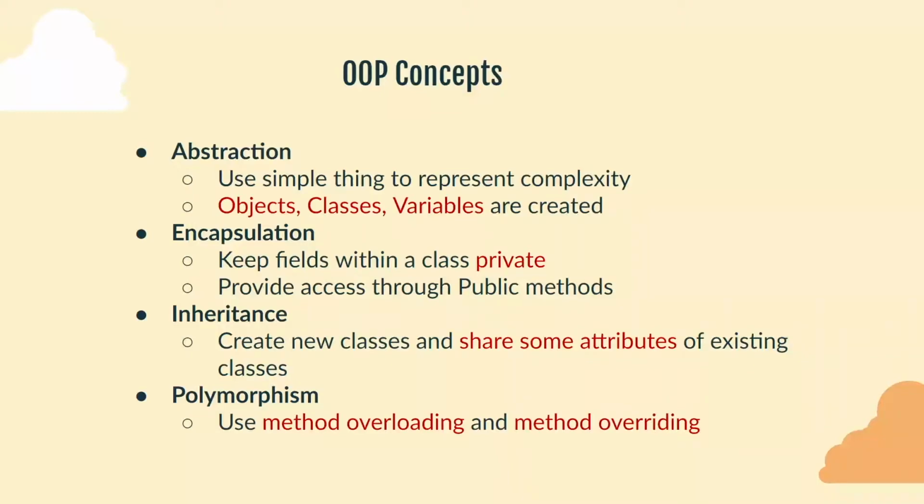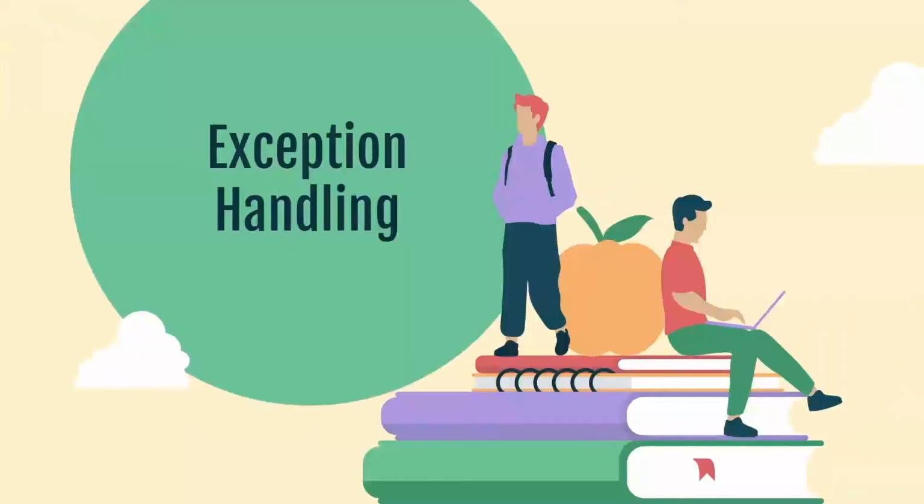Next, inheritance, where we have created new classes that share some of the attributes of existing classes. This lets us build on the previous work without reinventing the wheel. Lastly, polymorphism, where we use method overloading and method overriding in our classes. Now I'll pass my time to Pratyush to talk about the exception handling and other things.